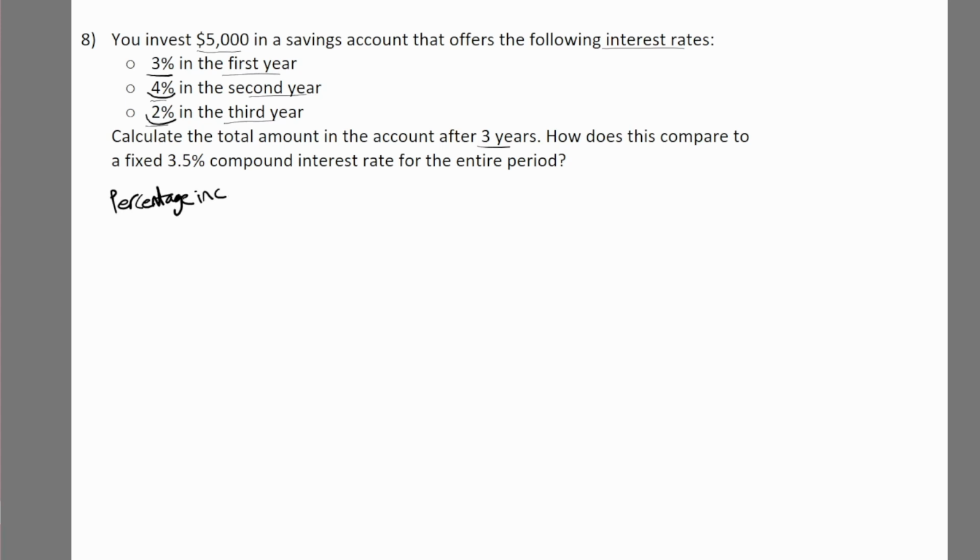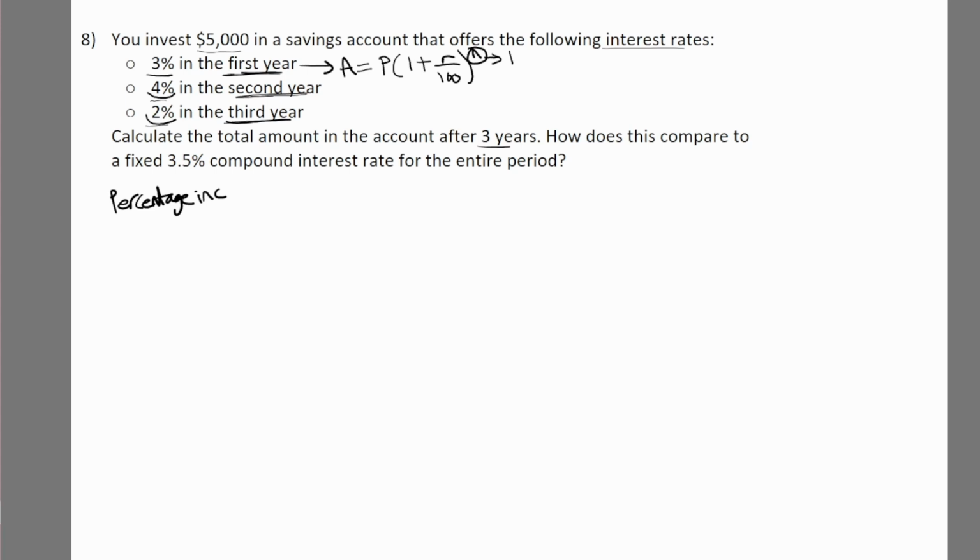If you notice, right here you will be dealing with only 1 year. Right here is only 1 year. Right here is only 1 year. So even if you wanted to use the compound interest rule, R over 100 to the power of n, you will have n equal to 1 every single time. Every time you're going to change r to 3 for 1 year, then to 4 for 1 year, and then to 2 for 1 year. So essentially, you're just using the percentage increase equation, okay?